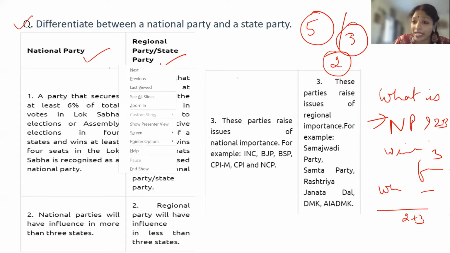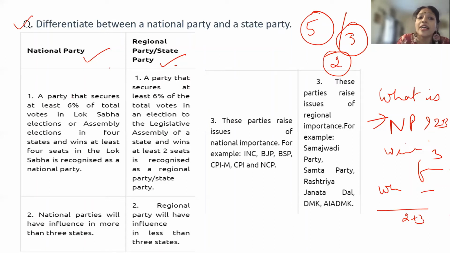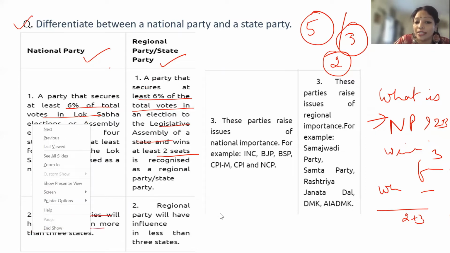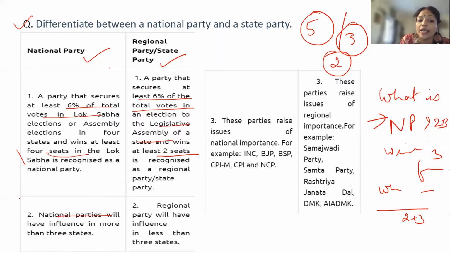The first point is the definition itself. A national party secures at least 6% of the total votes, which we have already learned, and 4 seats in the Lok Sabha to be recognized as a national party. Whereas a state party secures at least 6% of total votes in the legislative assembly election and 2 seats. Second point, a national party has influence in more than 3 states. This is again one of the criteria for being recognized as a national party. Whereas a regional party will have influence in less than 3 states.